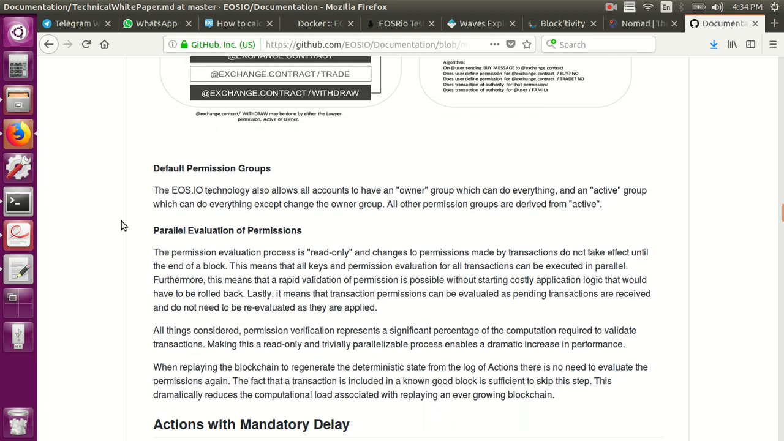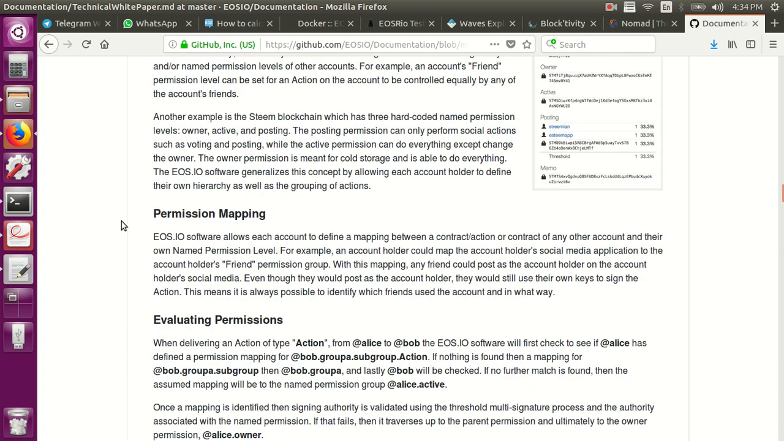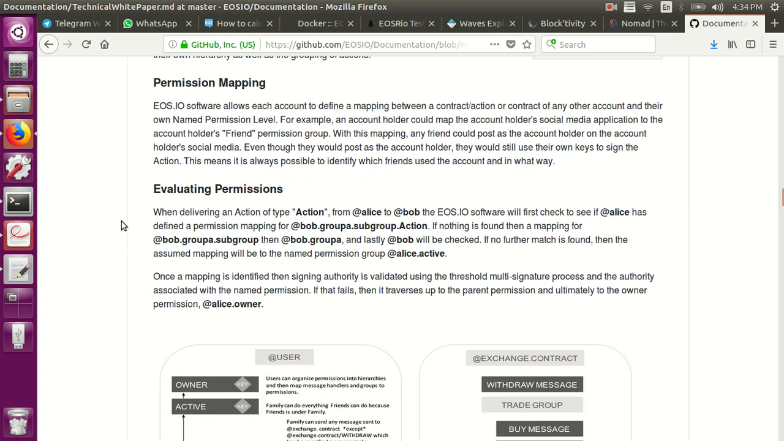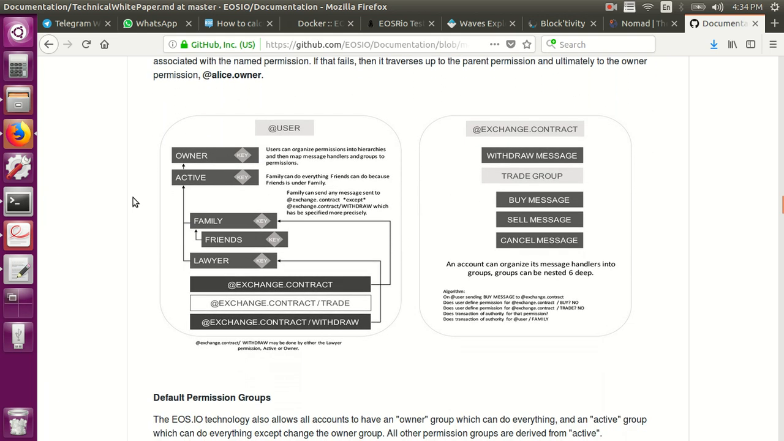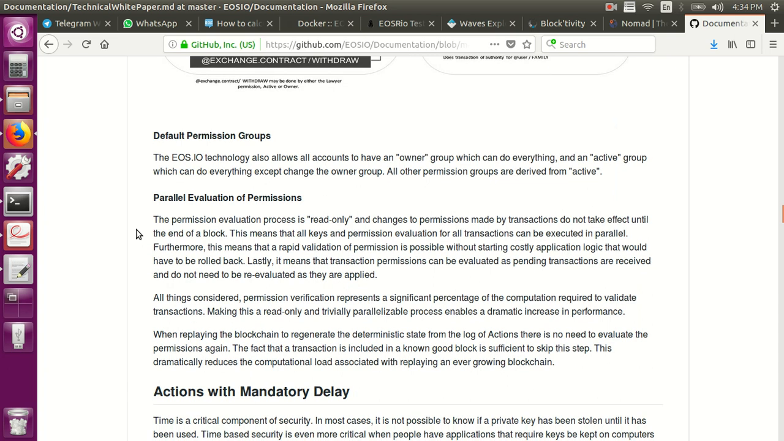I think it's somewhere down here where they actually talk about this. Oh, maybe not. This is a newer version of the white paper than the one I read initially when I started developing on EOS, but it's definitely in there that you can save people essentially if they get hacked, which is really good.